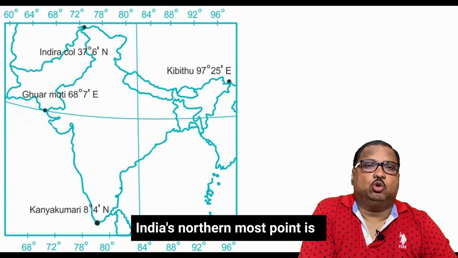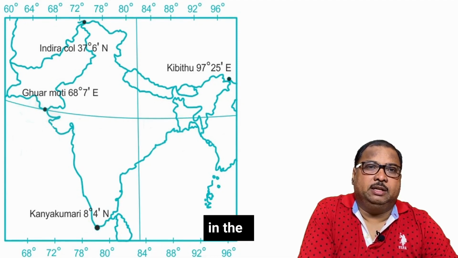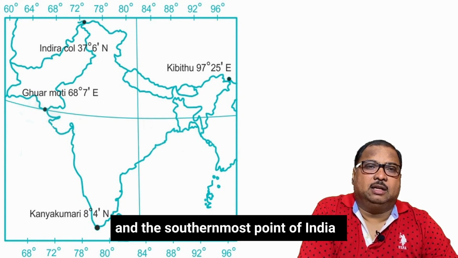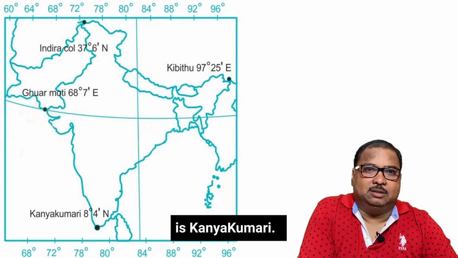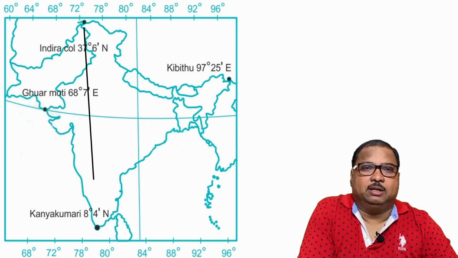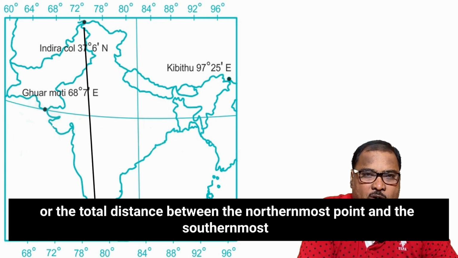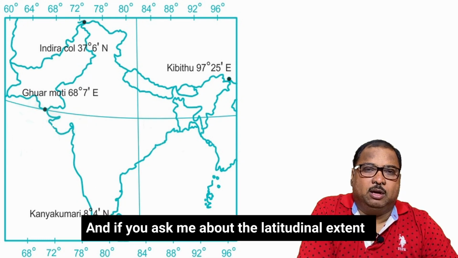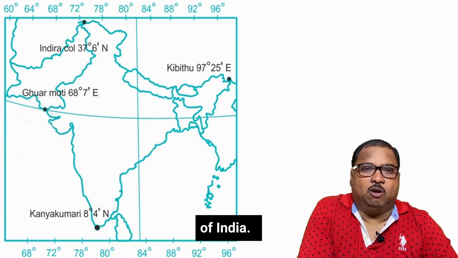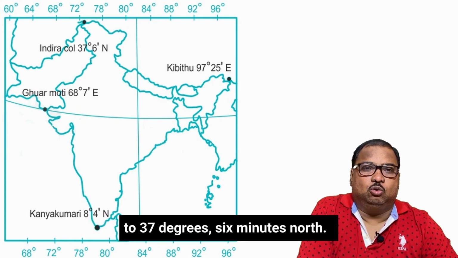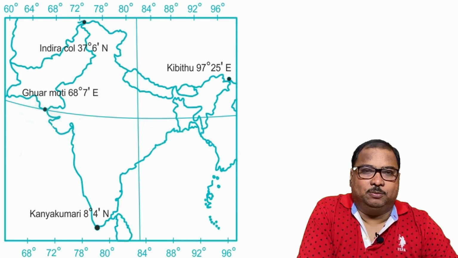India's northernmost point is Indira Col, that is situated in Pak occupied Kashmir, and the southernmost point of India is Kanyakumari. The total distance between the northernmost point and the southernmost point is 3214 kilometer. And the latitudinal extent of India is between 8 degree 4 minute north to 37 degree 6 minute north.